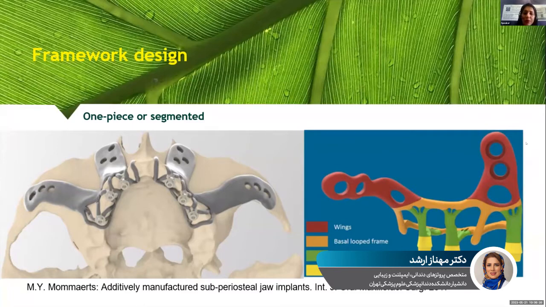In a framework, we have the wings that we screw the subperiosteal implant with, instead of the whole of the wings. We have the basal loop framework and the arms and the post. And the post is the place where we connect the crowns or bridge and prosthodontics to the subperiosteal implants.